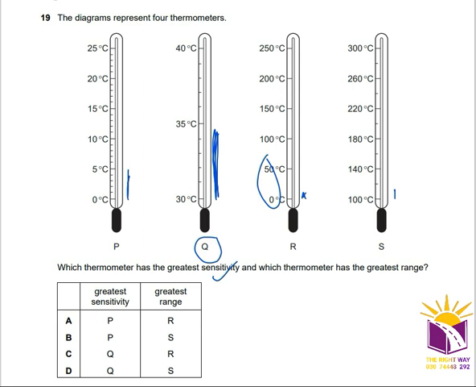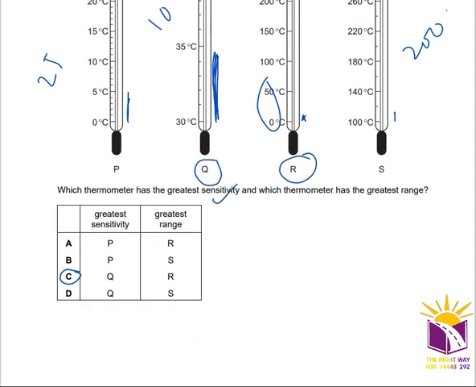So the greatest range is of 250. The range of Q is only 10. It is 25, and 300 minus 200 will be 100. So the greatest range is of R. So Q and R, which is C. The greatest sensitivity is of the thermometer Q, and the greater range is of the thermometer R.